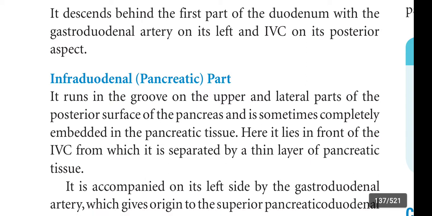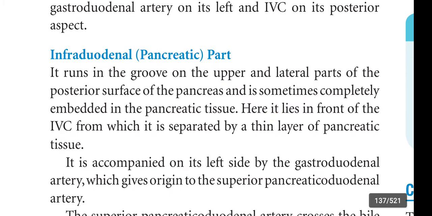Okay, next infraduodenal, also called the pancreatic part. It runs in the groove on the upper and lateral parts of the posterior surface of the pancreas and is sometimes completely embedded in the pancreatic tissue. Here it lies in front of the inferior vena cava, from which it is separated by a thin layer of pancreatic tissue.